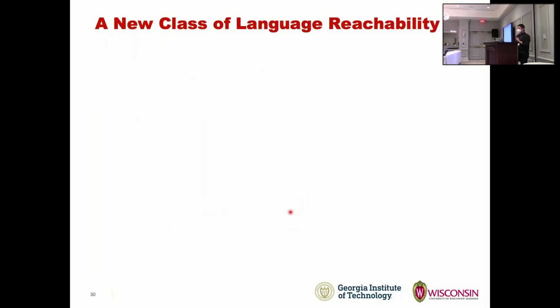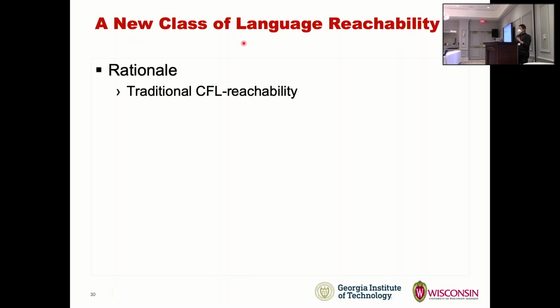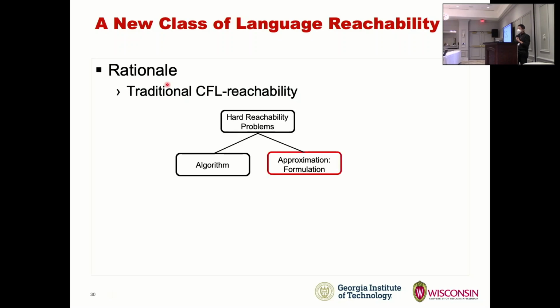Next, what we are going to discuss is a new class of language. Again, whenever we discuss something new, we need to ask why. Why do we need to introduce a new language? Here, I'm going to invite you to check out the rationale behind the traditional CFL-reachability. In the traditional CFL-reachability setting, recall that our target is to try, to some extent, to solve an undecidable problem, where the undecidable problem is the Dyck-reachability problem.